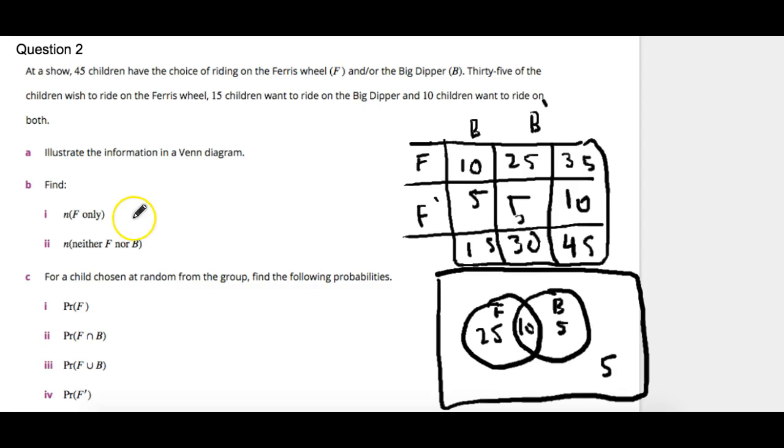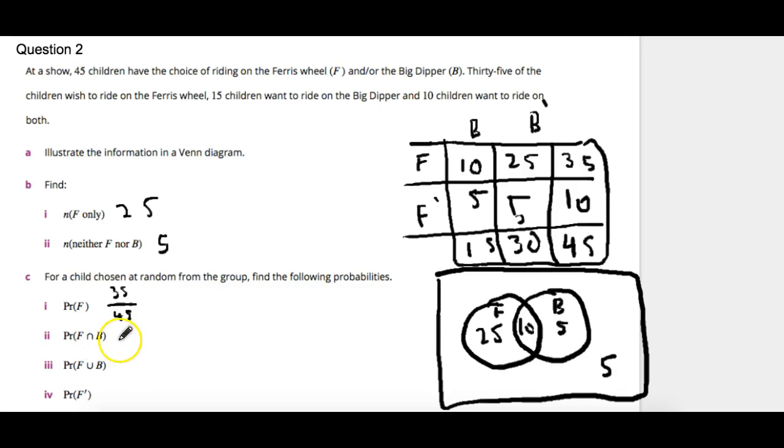Okay, so N, F only. So we want F only, which is 25 here, or 25 can be seen here. Neither F nor B, so that's 5. Okay, so for a child chosen at random from this group, find the probability. So the probability of F. So the probability of F is 35 out of 45. And you can simplify that, but I'm not going to simplify it now.